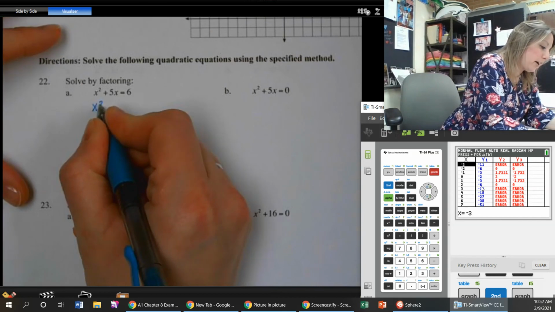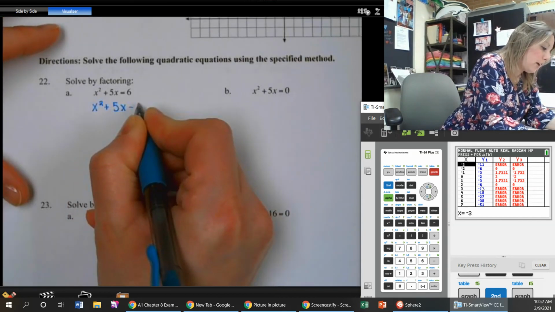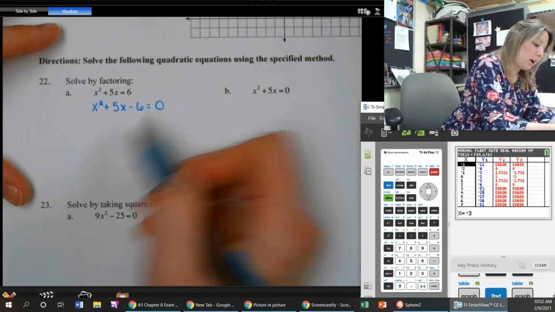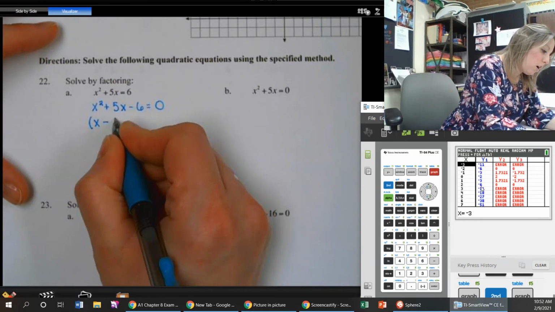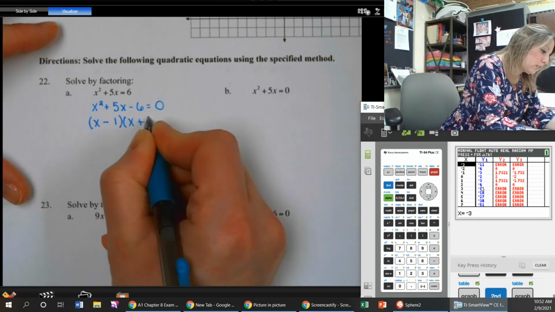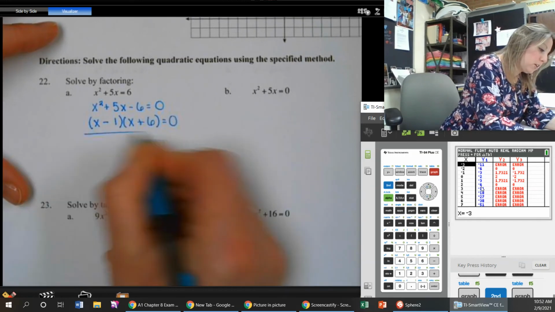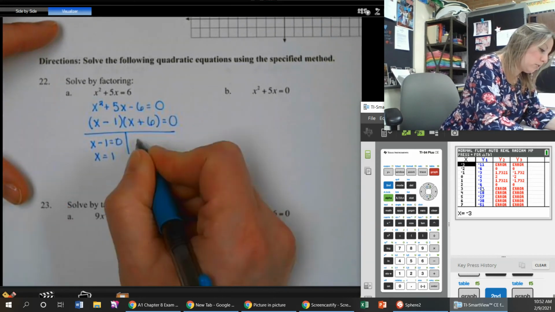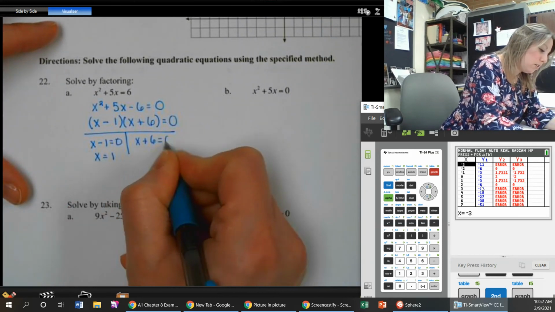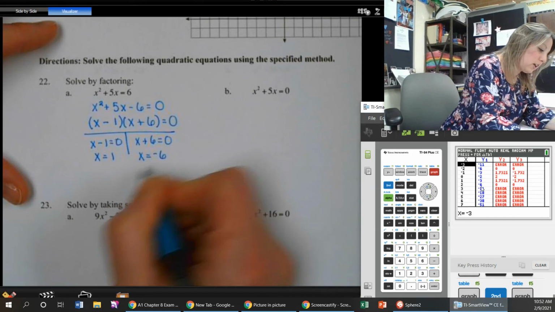When you're solving by factoring, just get standard form and you factor in a t-chart. So subtract that 6 over, x minus 1 and x plus 6 will subtract to give me that positive 5 in the middle. And you do have to set each factor equal to 0, but there you go. You get x equals -6 and positive 1.